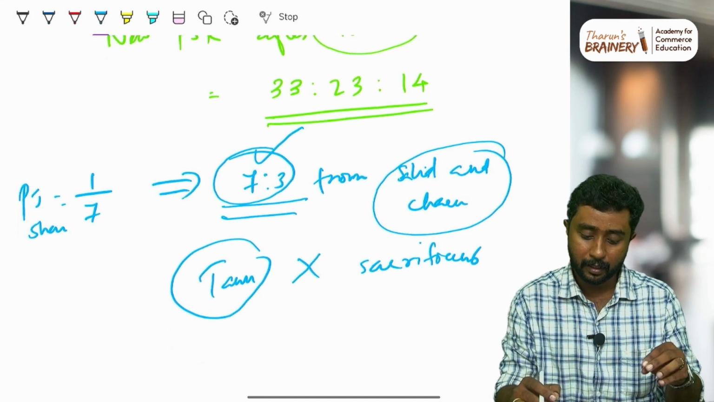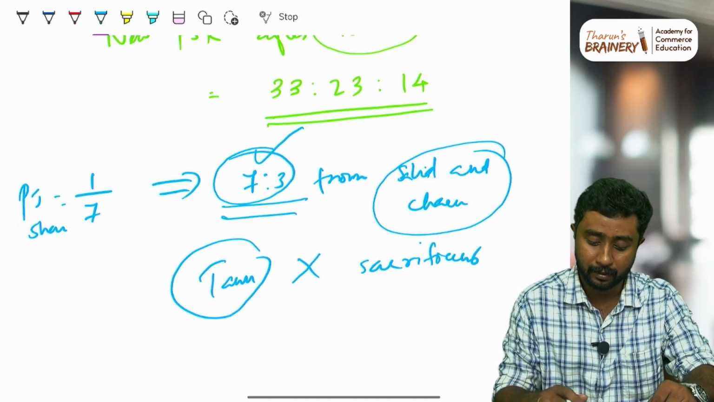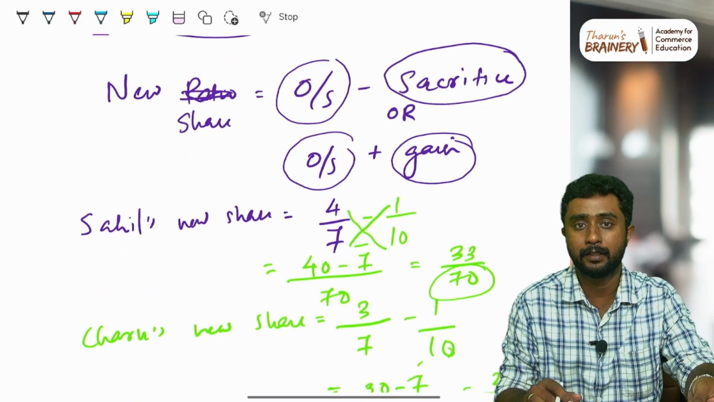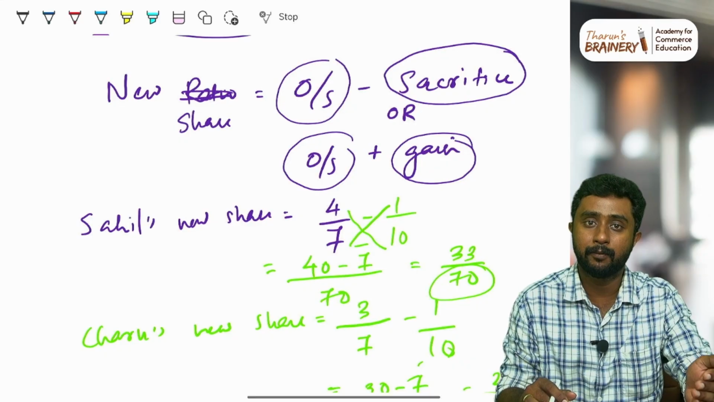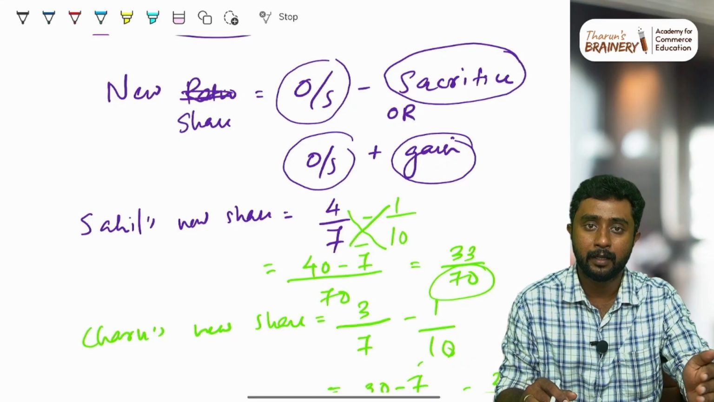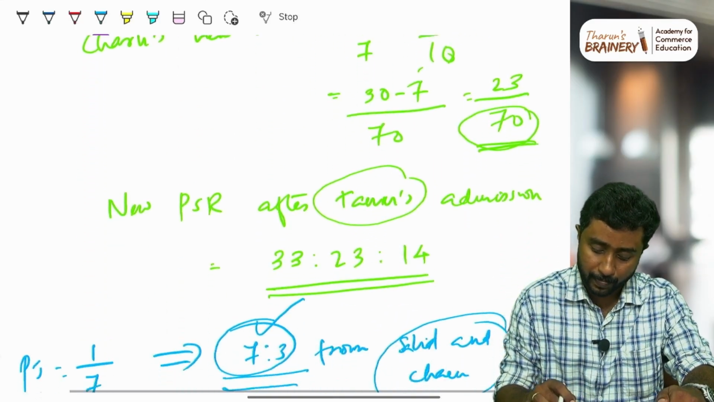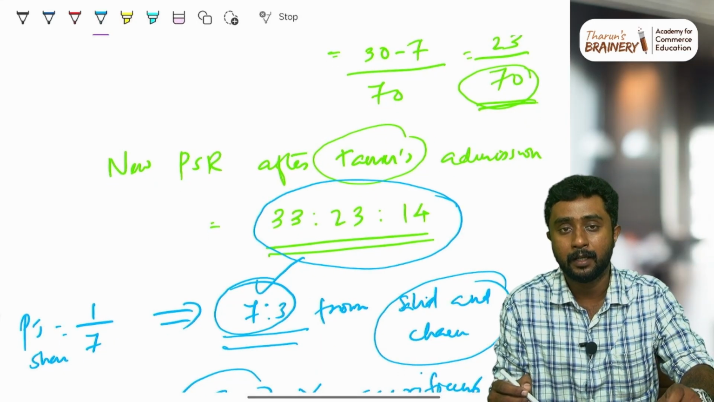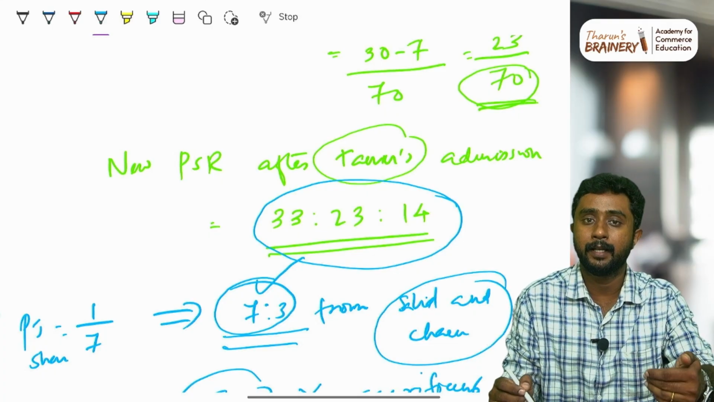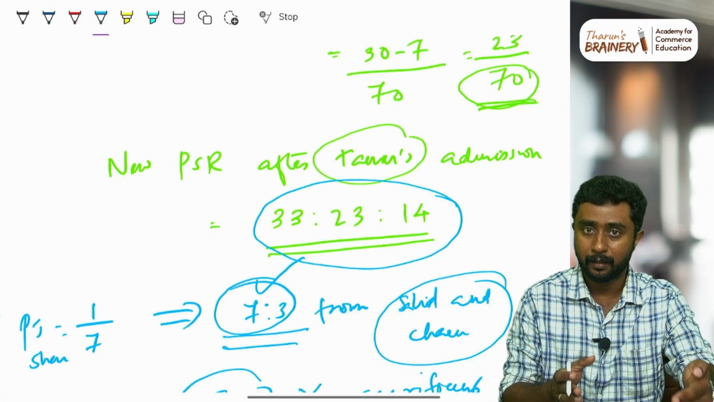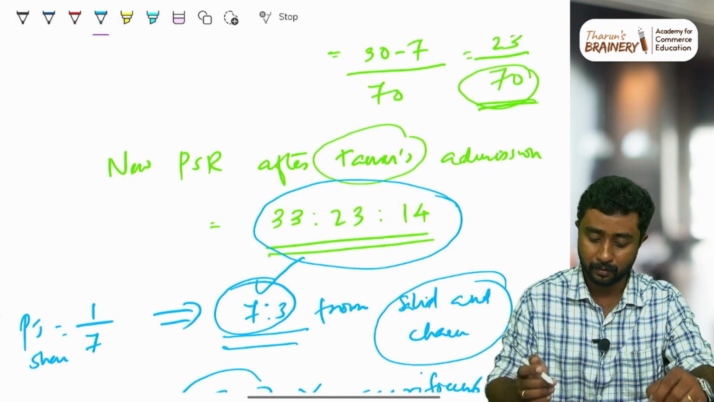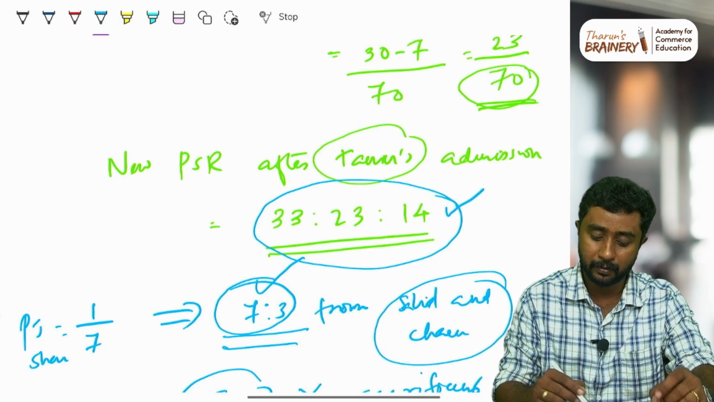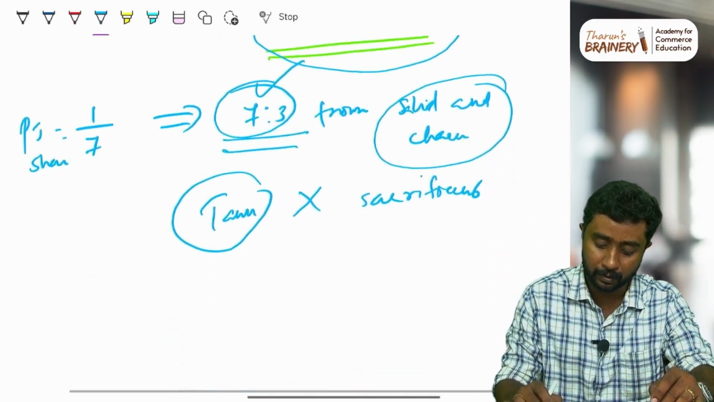Now how to find out Sahil's sacrifice separately, Charu's sacrifice separately? We are going to use the same method as we followed in the previous case. First we need to find out the sacrifice that is made by the partner. Then we have to remove that sacrifice from their old share, which will give us the new share. Now which is the old share? Obviously 33:23:14 is the old share. The reason is, already one person has been added to the business, and now one more person is going to be added. So when that person comes, the current profit sharing ratio is 33:23:14. This is the old profit sharing ratio.